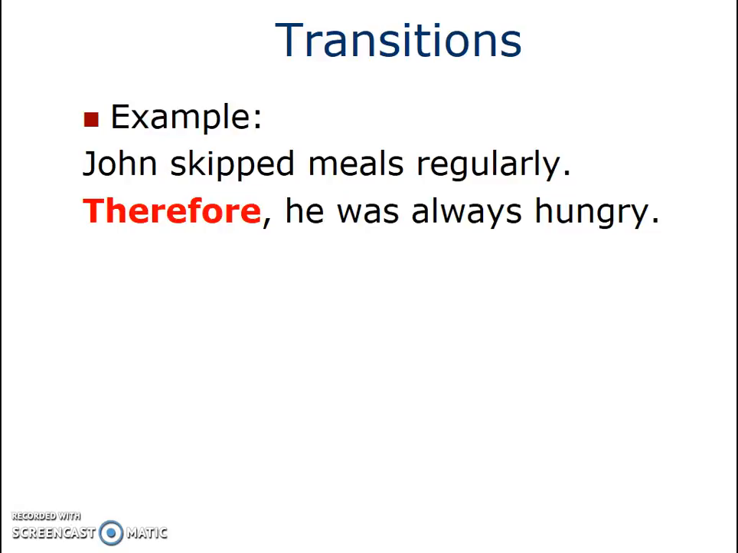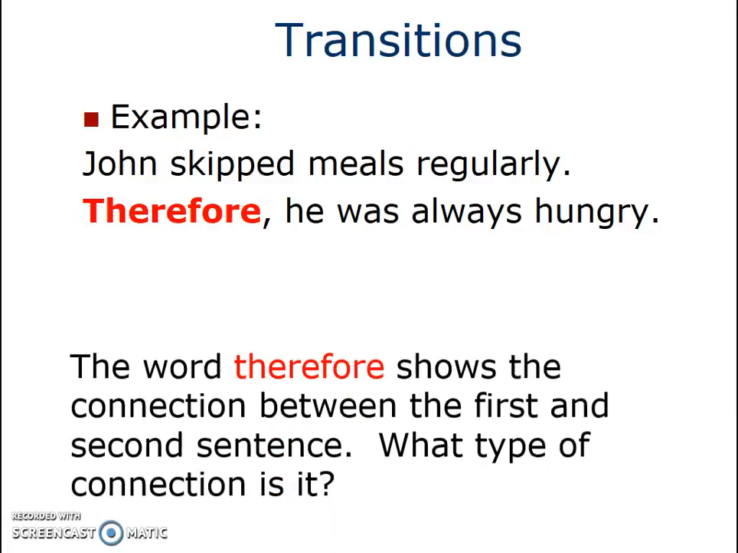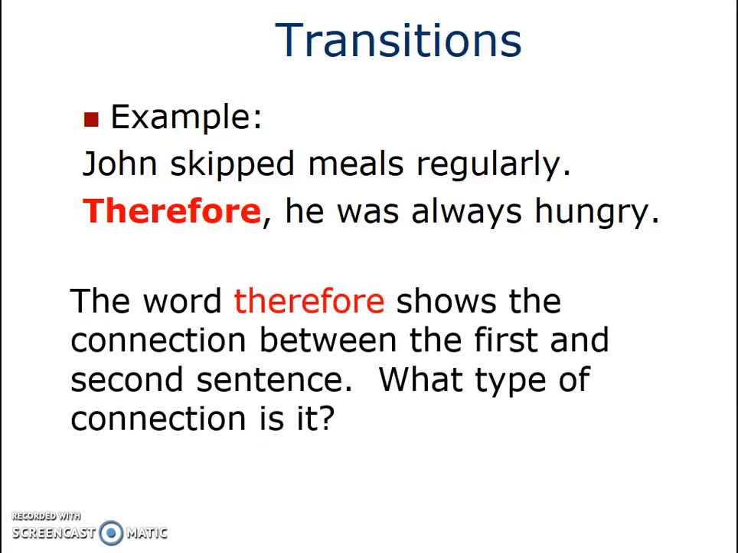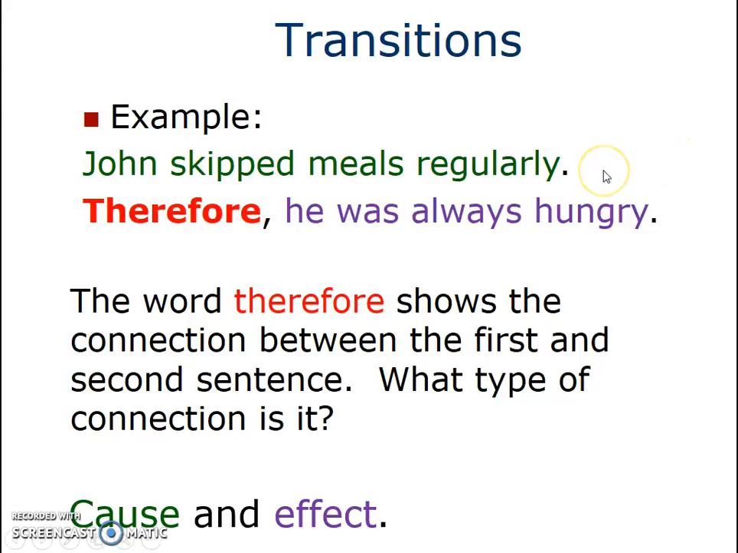What is the connection between the first sentence and the second? How are they related? The word "therefore" shows the connection between the first and second sentence. What type of connection is it? Cause and effect. This sentence, "John skipped meals regularly," is a cause. "He was always hungry" is the effect. "Therefore" shows the cause and effect relationship.